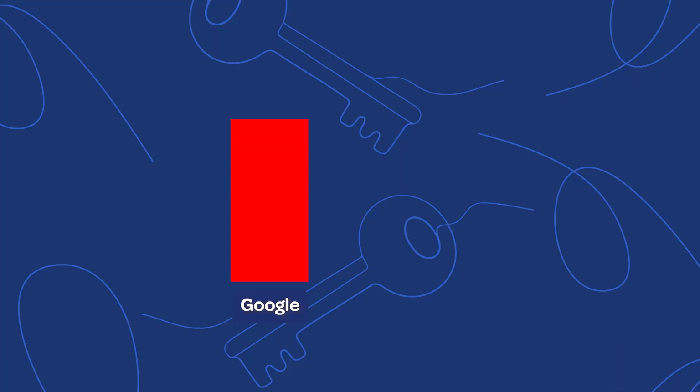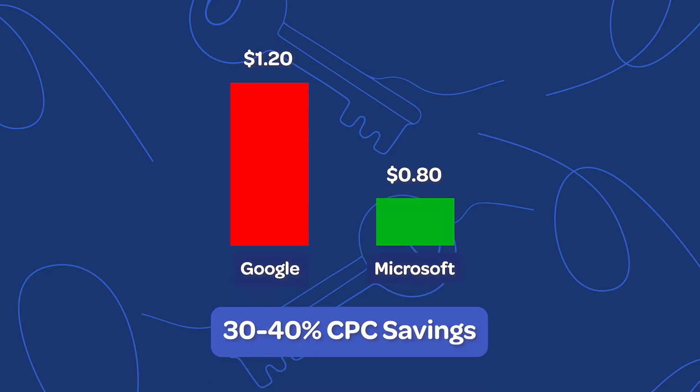For example, in many niches, we've seen Google's clicks average about $1.20, but the same niche on Microsoft ends up being about 80 cents per click. It's often a really big gap, between 30 to 40% depending on the industry. And what's really interesting is that Microsoft often has less competition on the longer tail keywords. That means you can scoop up these cheap, high intent clicks much cheaper than on Google.